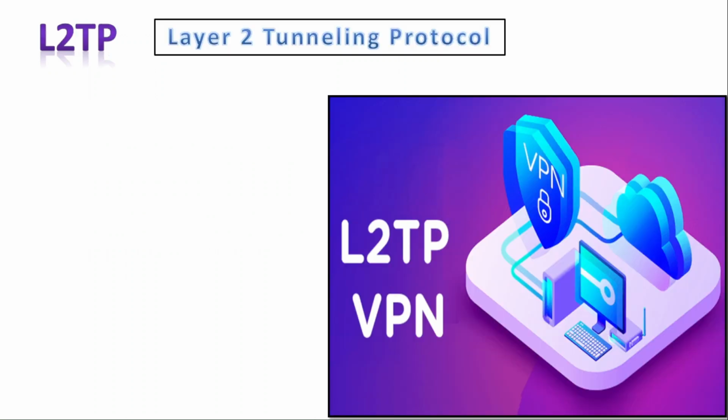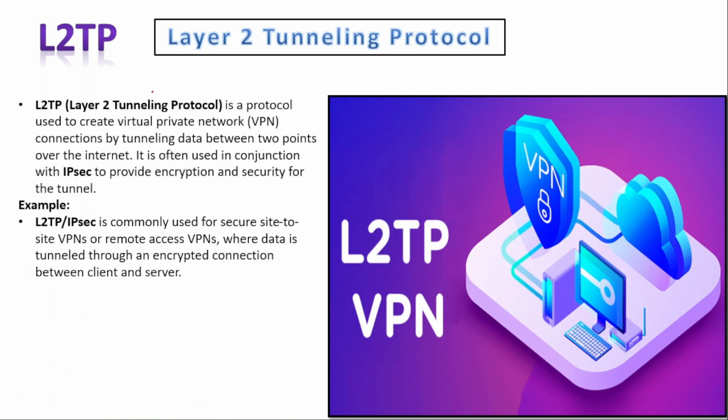L2TP, that is Layer 2 Tunneling Protocol. So L2TP, Layer 2 Tunneling Protocol, is a protocol used to create virtual private network, that is VPN, connections by tunneling data between two points over the internet. It is often used in conjunction with IPsec to provide encryption and security for the tunnel. Example: L2TP/IPsec is commonly used for secure site-to-site VPNs or remote access VPNs where data is tunneled through an encrypted connection between client and server.